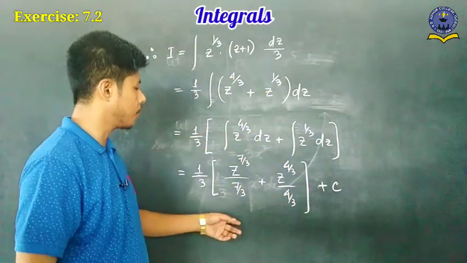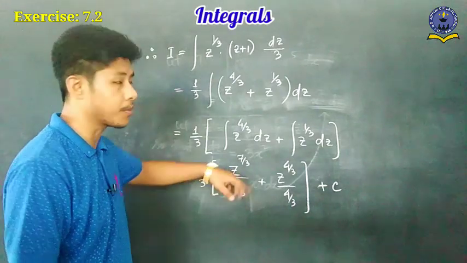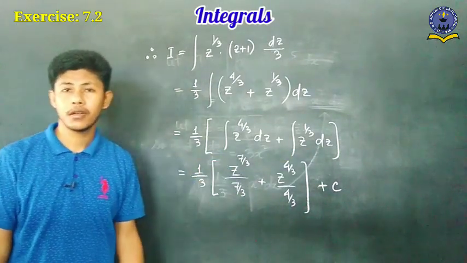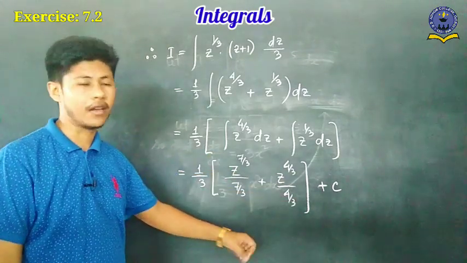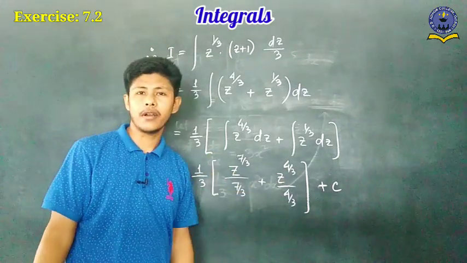After that, all of you know what you have to do. In place of z we have to substitute the result again. Z means x cube minus 1. So in place of z we write x cube minus 1 again, and then we get our required answer.